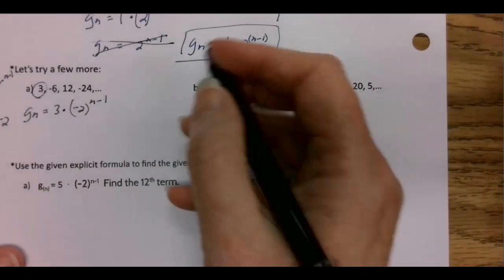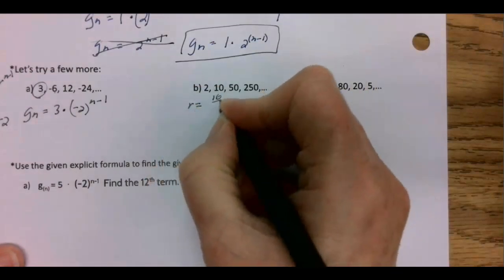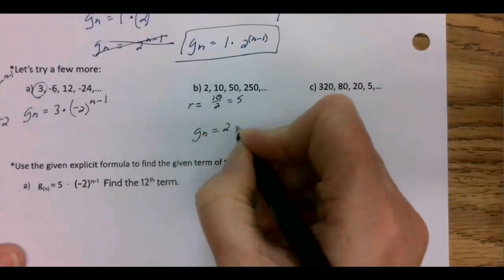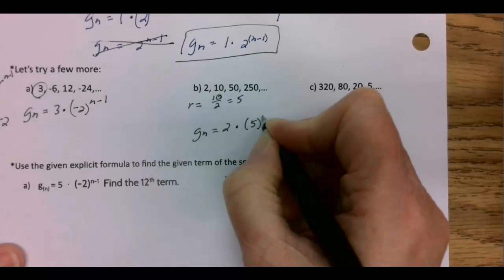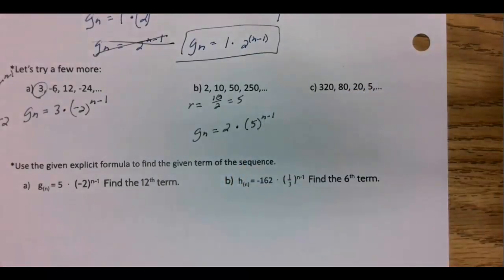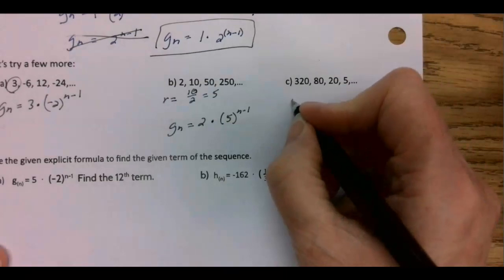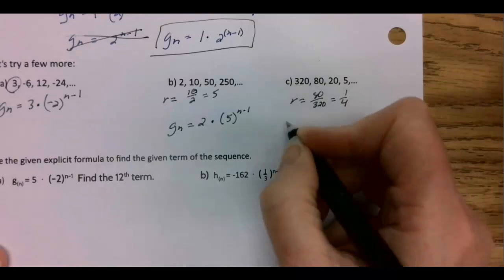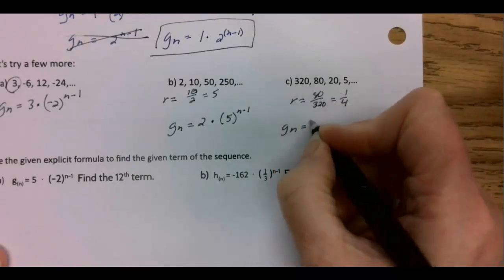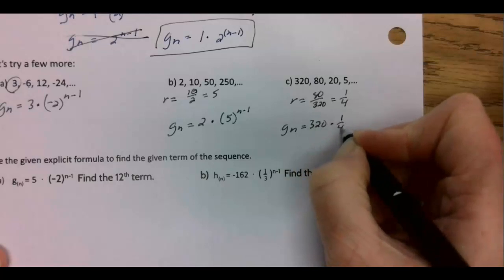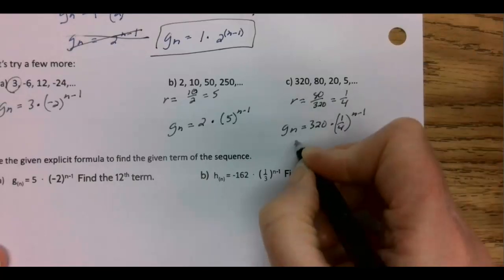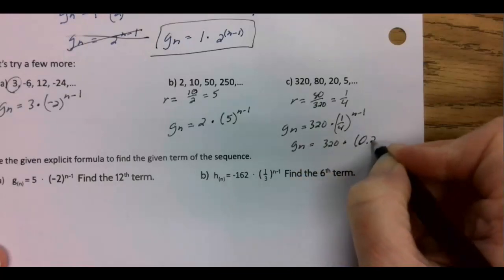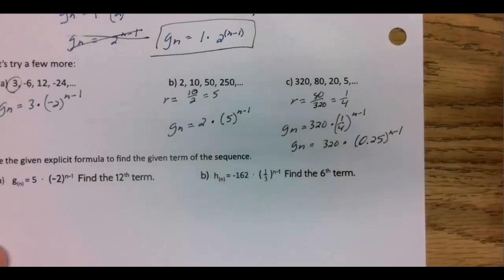Okay, number 2, here we go. We need to know the ratio. Take 10 divided by 2, we get 5. So G sub n is equal to the first term times the ratio to the n minus 1 power. Here we go again. The ratio is 80 divided by 320, which is 1/4. So G sub n is equal to the first term, 320, times 1/4 to the n minus 1, or G sub n is equal to 320 times 0.25 to the n minus 1.